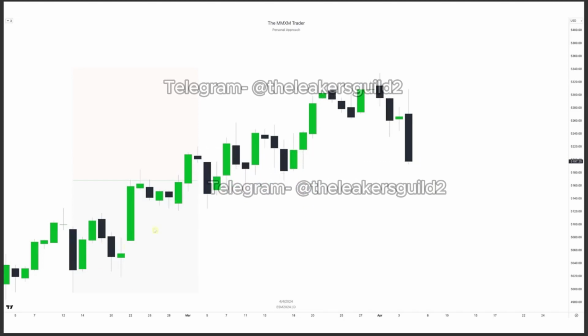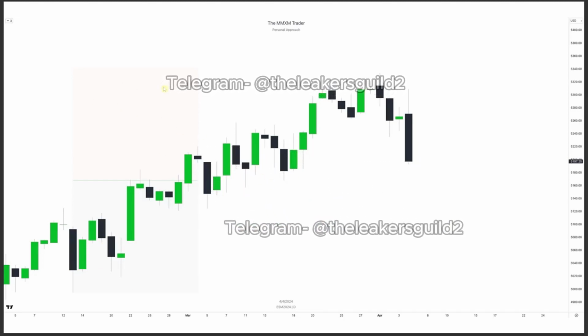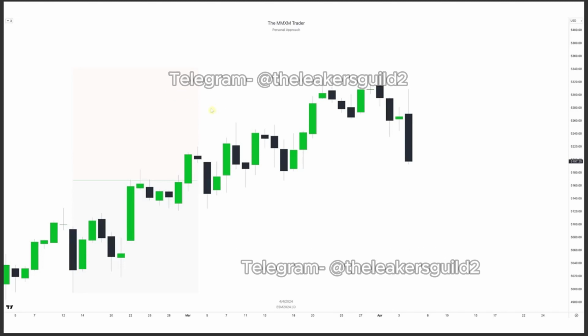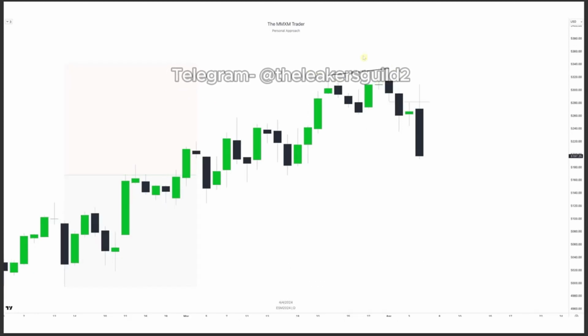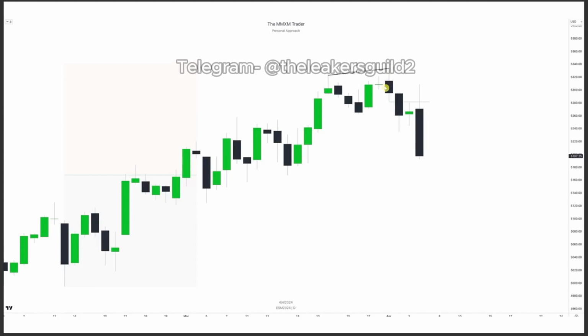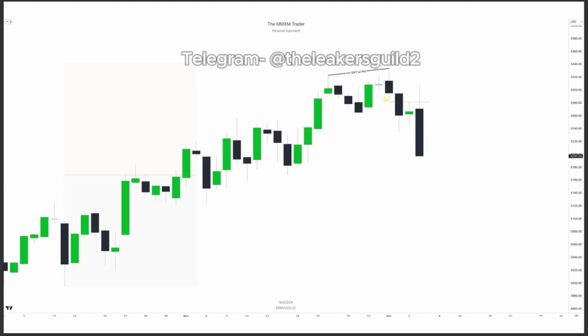Again, as always, discount premium. We want to know where are we coming from and where are we going, right? So SMT is key, right? We want to have that SMT on those highs if we are looking for a bearish reversal. So we're closing below this area down here. So we're breaking structure as well.